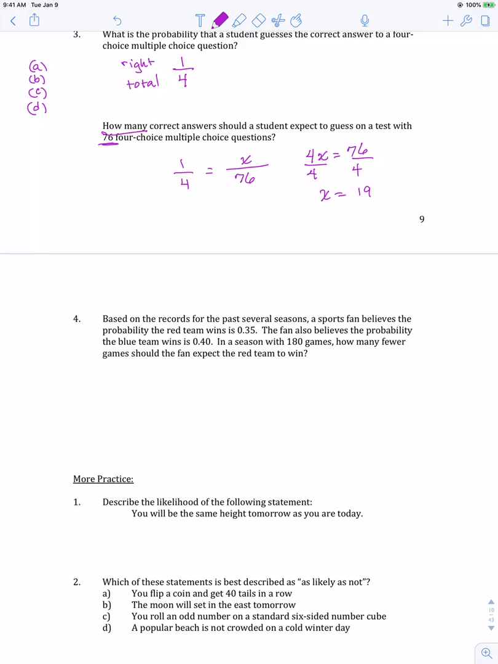And number 4. Based on the records for the past several seasons, a sports fan believes the probability the red team will win is 0.35 and that the blue team will win is 0.40. If there are 180 games, this is your whole. So I could take 180 and multiply it by each of its probabilities. What you'll get here is blue would be 72, red would be 63, and how many more or how many fewer did red win? We subtract those to get 9.